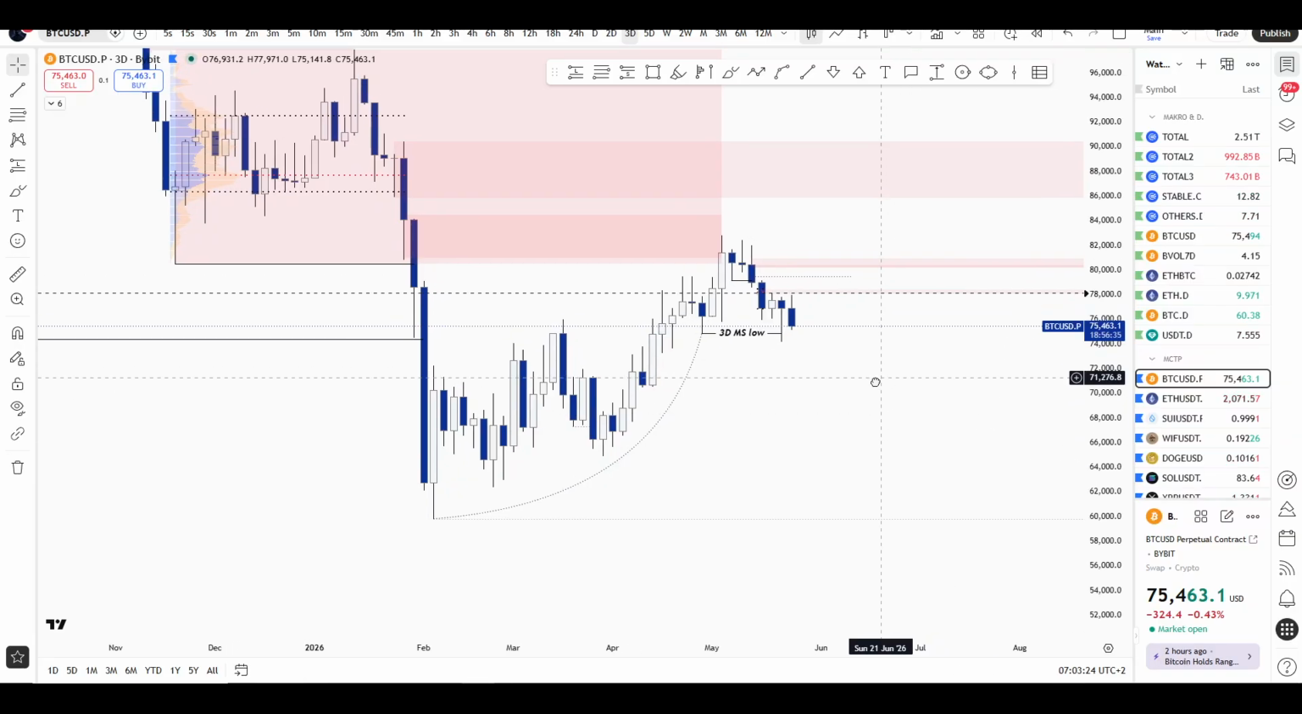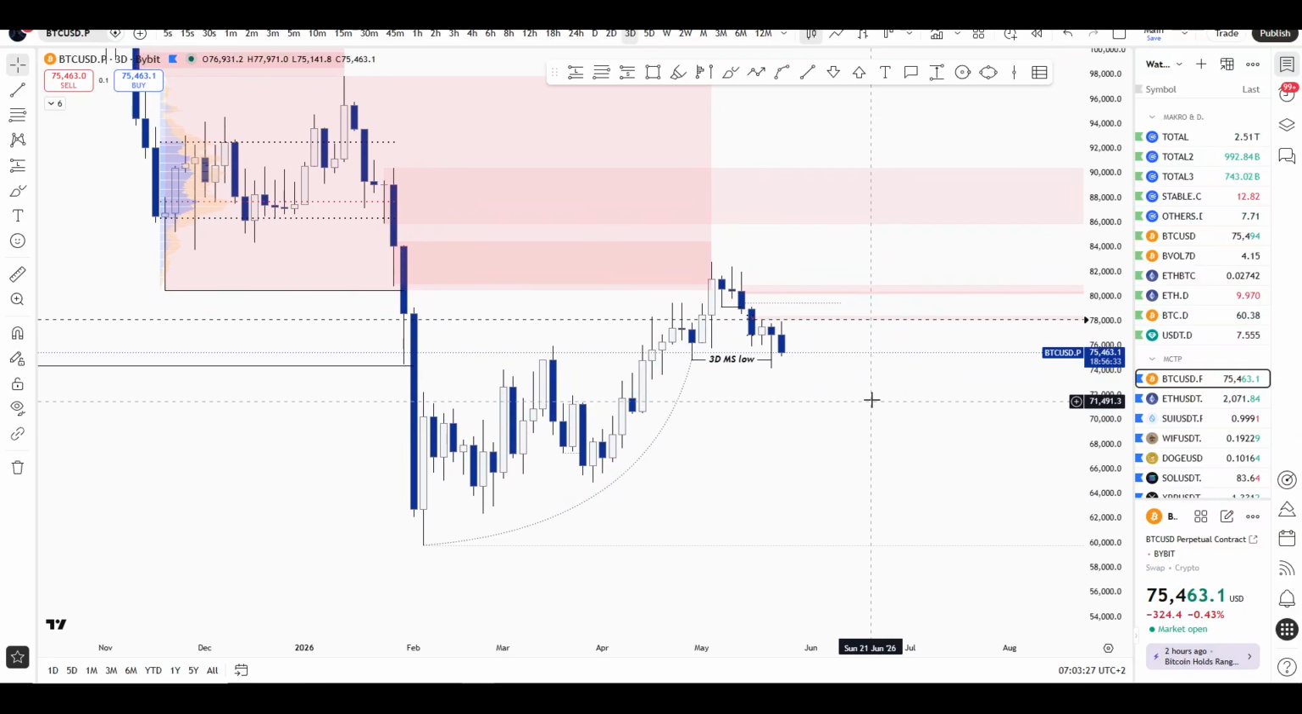Today, I want to elaborate on some price action on Bitcoin, USDT, and other pairs.